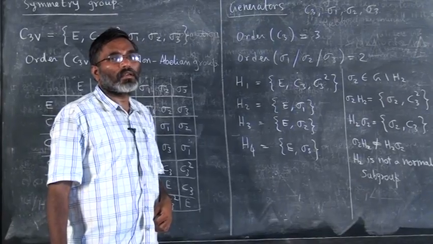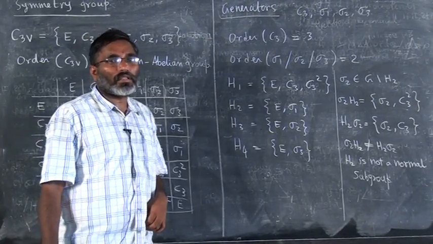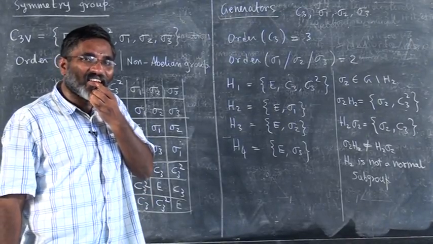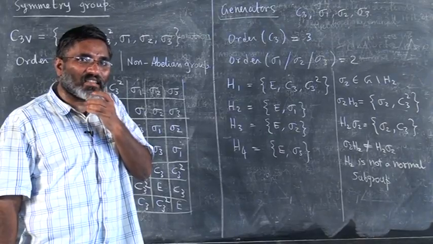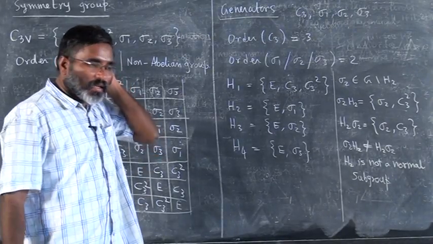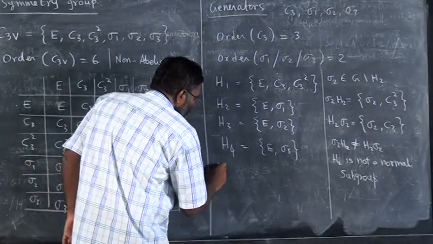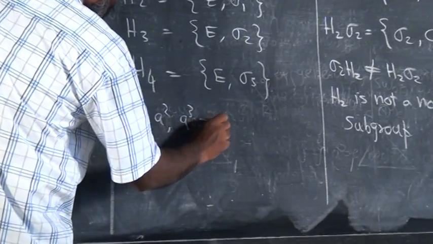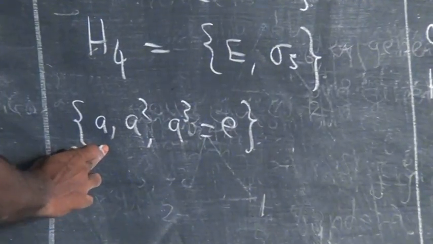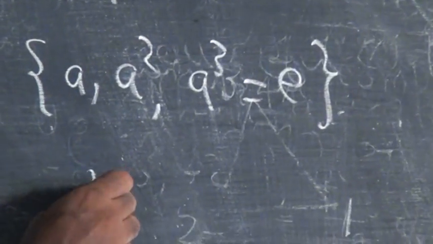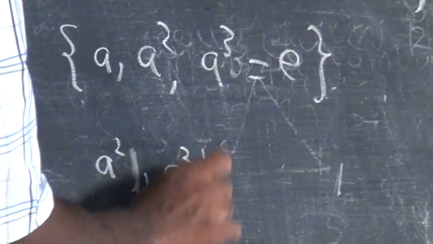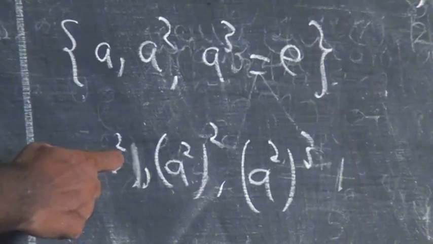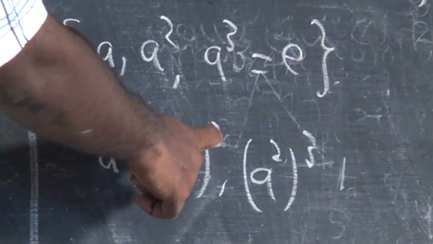Why are we not considering C3 square as a generator? Take C3 square two times and you will get C3. So what I am saying is, if you have a set like this, A square, A cube is equal to identity. I am calling A a generator. Suppose you take A square, and A square squared, and A square cube. Now what will happen? A square squared is A power 4, correct?